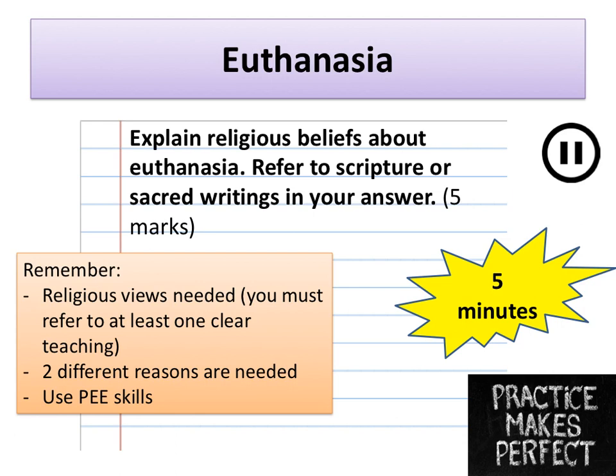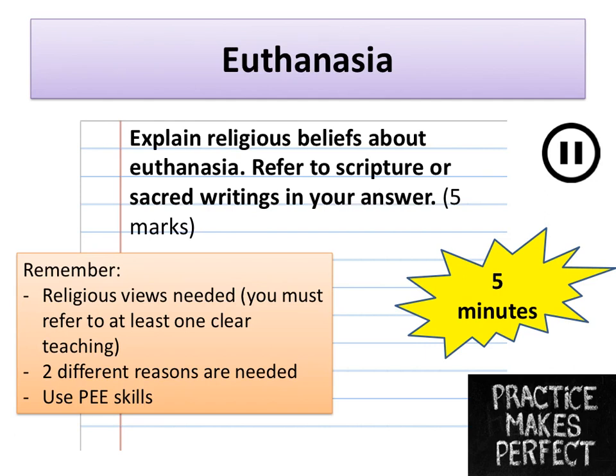We're going to do another exam question now, this time a 5-mark exam question, thinking about the arguments that we've just looked at for and against euthanasia. The question is, explain religious beliefs about euthanasia, refer to scripture and sacred writings in your answer. In this, you must give religious views and at least one clear quotation.